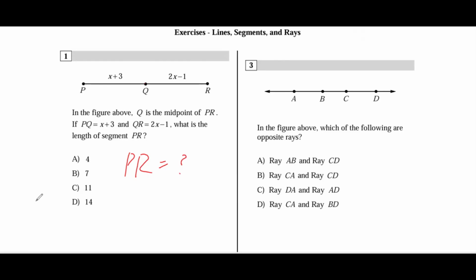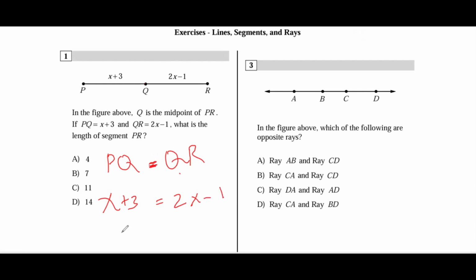So how can we find it? We can get x plus 3 plus 2x minus 1. No, first of all, we will find the value of x. If Q is the midpoint of PR, then which condition can we apply here? Can we say that the distance PQ equals QR? Yes. So the PQ distance is equal to x plus 3 and the QR distance is equal to 2x minus 1.